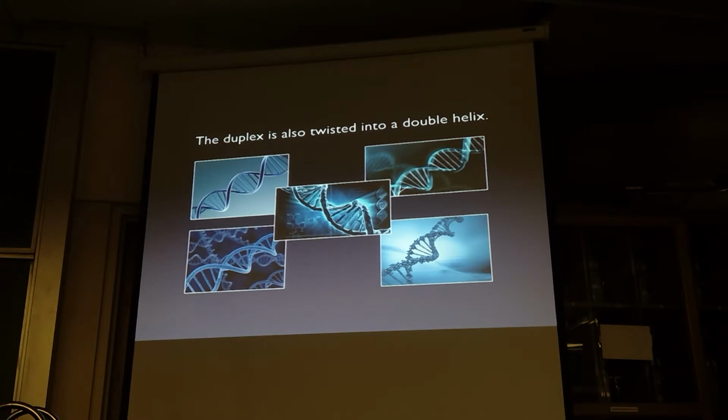The other thing about that duplex is it's not straight. If you think of the DNA being like a ladder, it's twisted. So it's more like a spiral staircase. There is a specific pattern to that twisting. The model that's out in the hallway isn't right because it doesn't have the right pattern. And I can show you a kind of a representation of it.